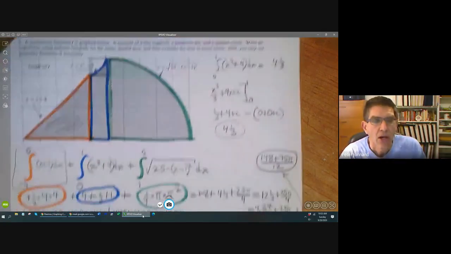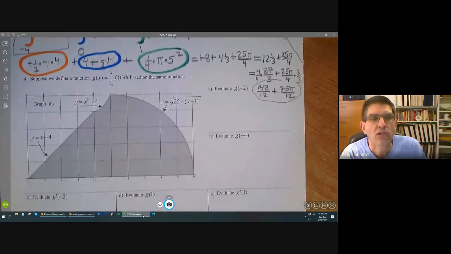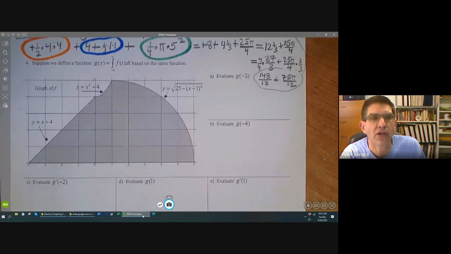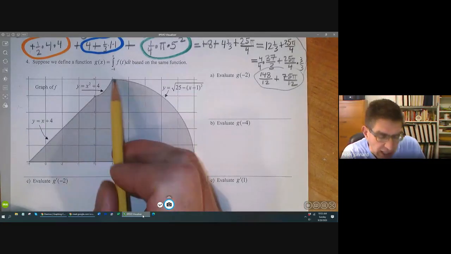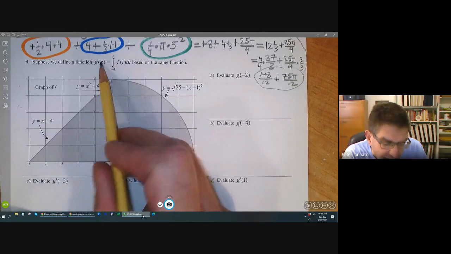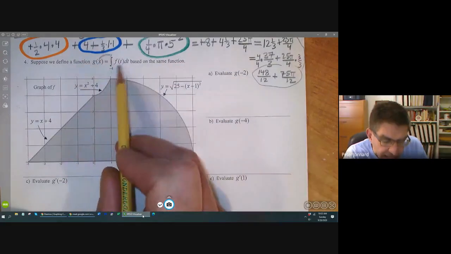Okay. All righty, number 4. Same function again. Suppose this time we define a function g of x being the integral starting at -4 and going to that value of x. So notice how those match, of f of t dt.